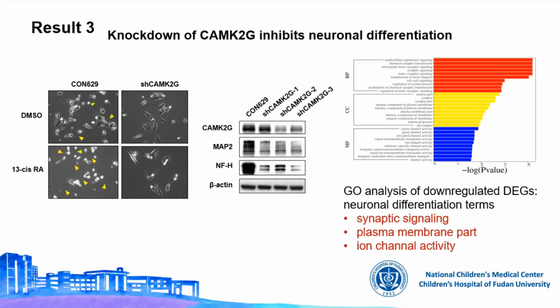To explore the function of CAMK2G in neuroblastoma, we knocked down CAMK2G in SK-N-SH cells, and we observed inhibited neurite outgrowth even under the induction of retinoic acid. And the expression of neuronal differentiation markers were also downregulated following CAMK2G knockdown. These changes were further verified transcriptionally by RNA sequencing. GO enrichment analysis conducted in the downregulated genes show that enriched terms were related to neuronal differentiation, such as synaptic signaling, plasma membrane, and ion channel activity.